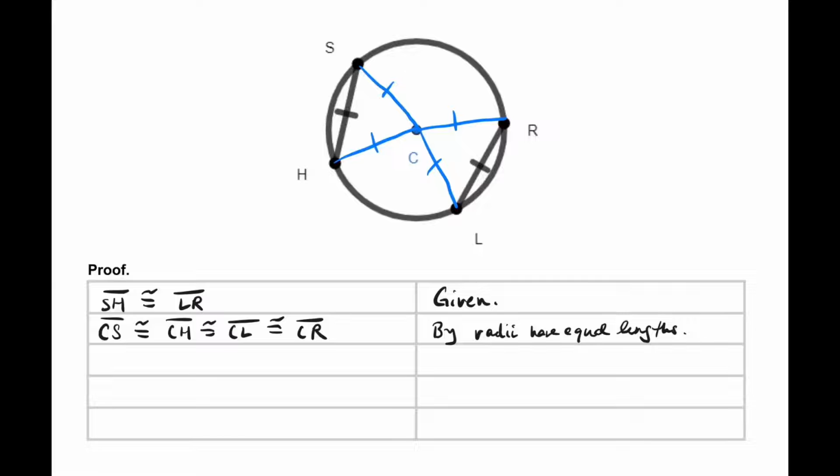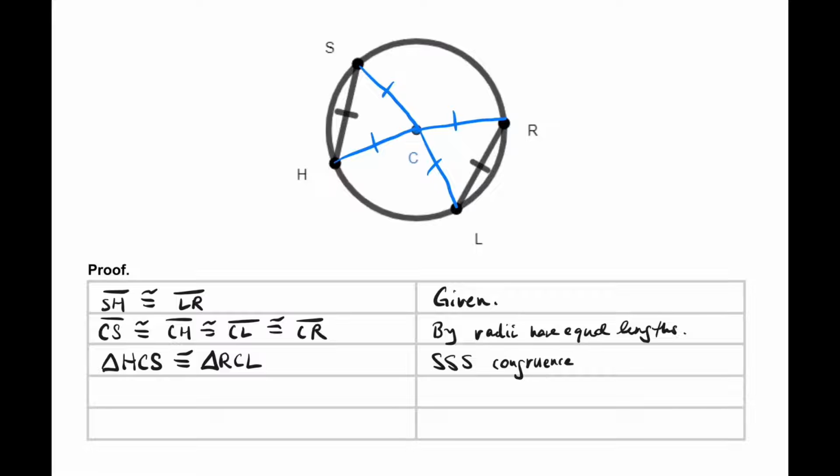Now I can make a triangle. I can say triangle HCS is congruent to triangle RCL, right? Triangle RCL. And that is by what? That's by side congruence. Okay, side congruence.